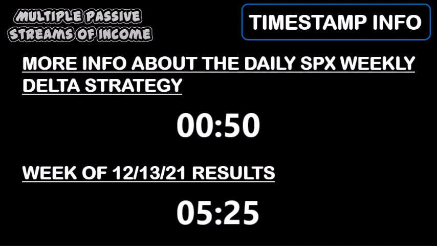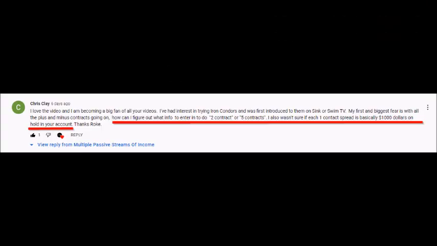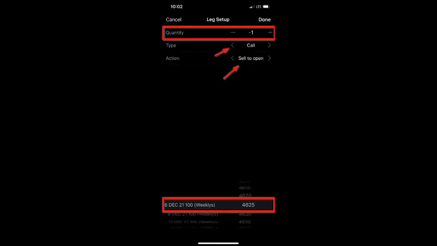So Chris's question asked about trading more than one contract and the amount of money that he would need to have in his account to make trades of more than one contract. So on THINKORSWIM, when you're entering the information about each leg of the iron condor, that's when you're going to enter the number of contracts you want to trade.